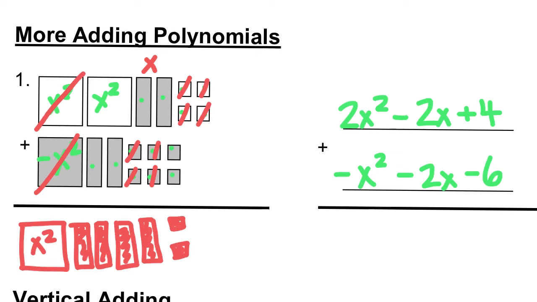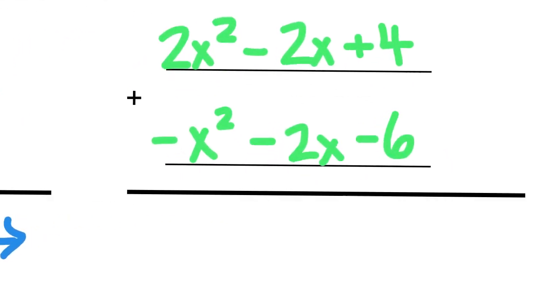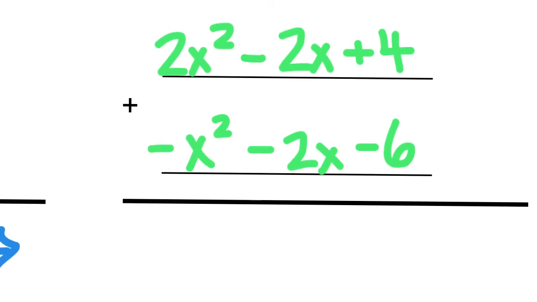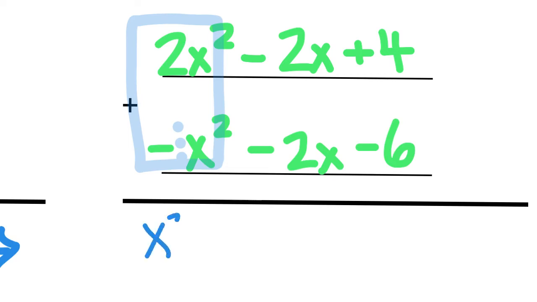Now let's try to take the shapes and relate it to what we're doing over here with the algebraic way of writing things. So looking at the first pair, we have 2x squared minus x squared. There's an understood 1 here. So 2x squared minus 1x squared would leave us with 1x squared. We usually don't write the 1, it's understood.